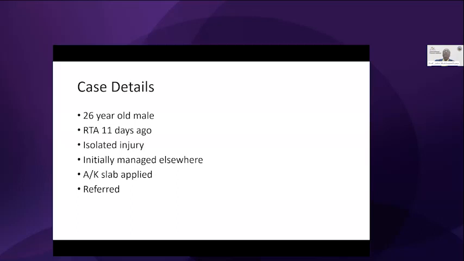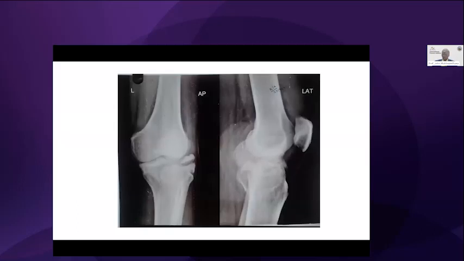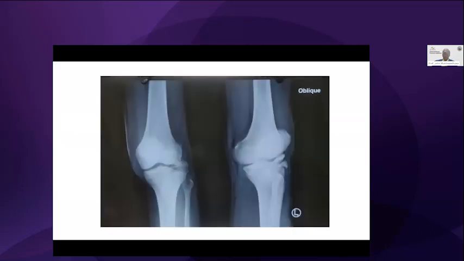And that was the X-ray that he had when he was injured at his first site of presentation, and we repeated the X-ray, and that was what we had when we got the X-rays.